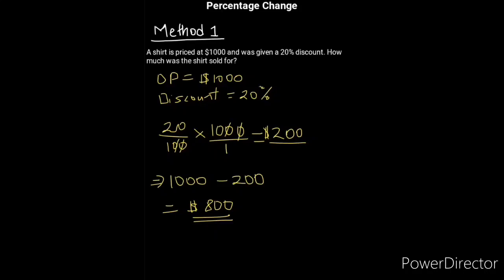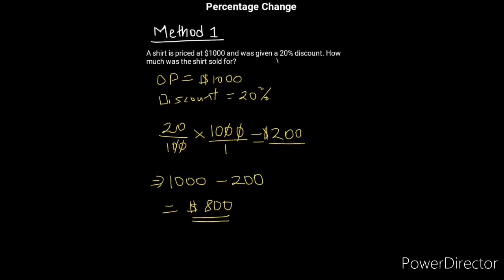In this section, the shop owner decided to discount us 20%, hence our answer $800 was less than our original price. If the shop owner decided that no, he's not going to give us a discount, but instead he's going to tax us 20%, then our working would have been slightly different.